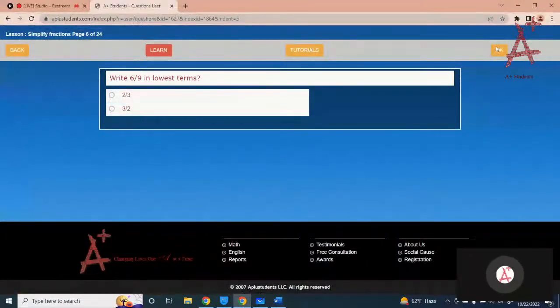Okay, write 6 by 9 in lowest terms. So find the largest number that can divide both numerator and denominator. Which number is it? Yes, divide them by 3. So 3 times 2 is 6 and 3 times 3 is 9. So it would be 2 over 3. Got it?